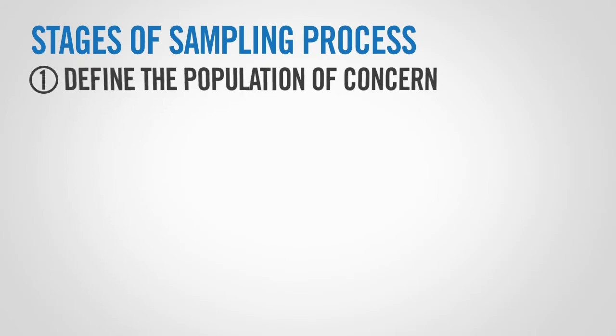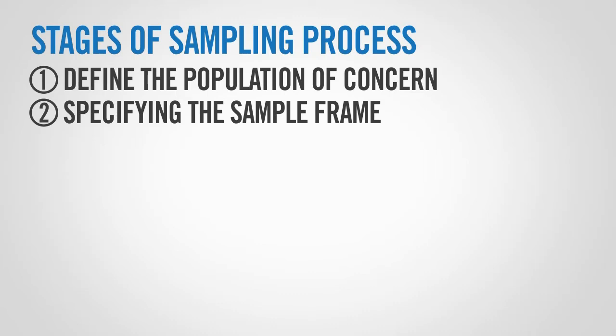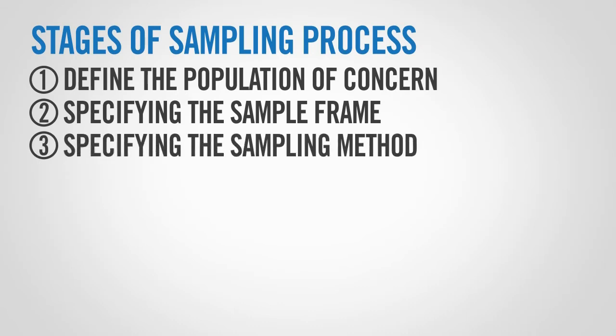First, define the population of concern. Second, specifying the sample frame that lists characteristics of the population. Third, specifying the sampling method for selecting the sample. There are many ways to compose a sample.